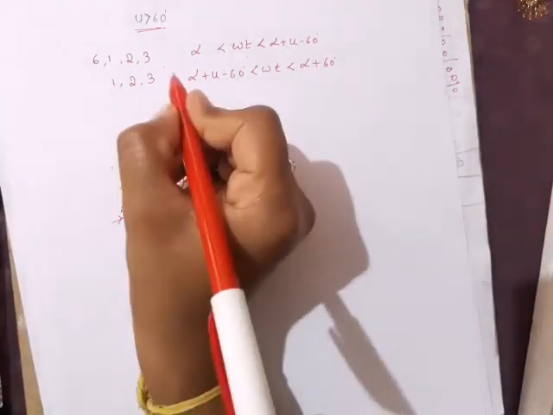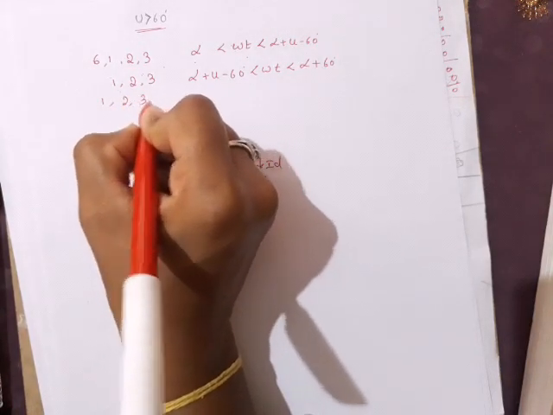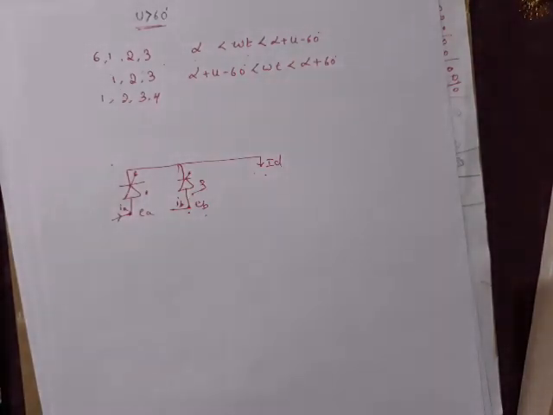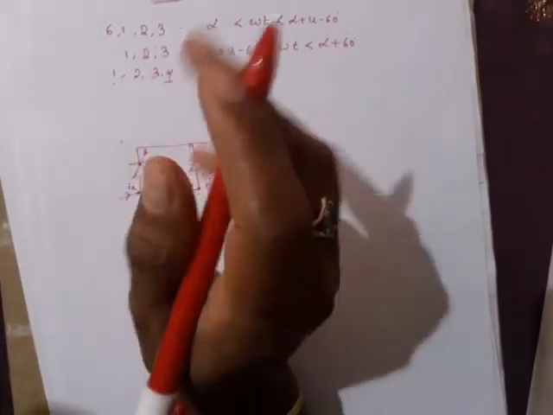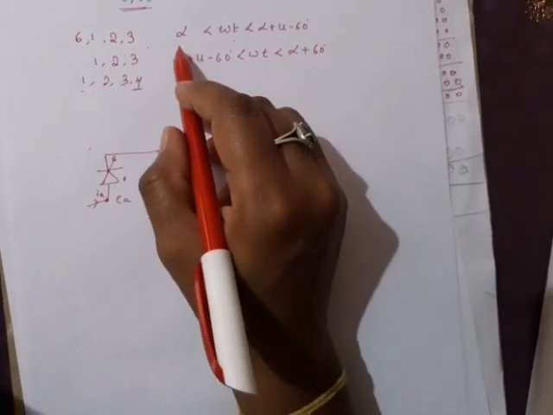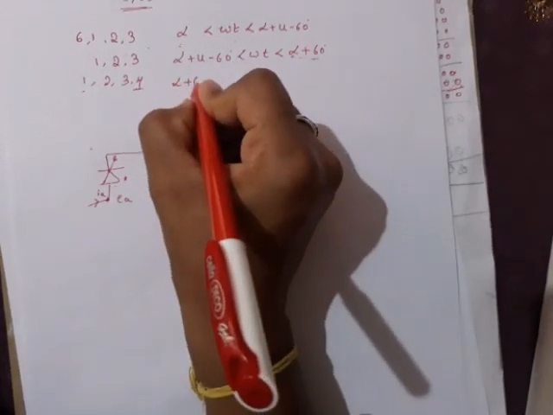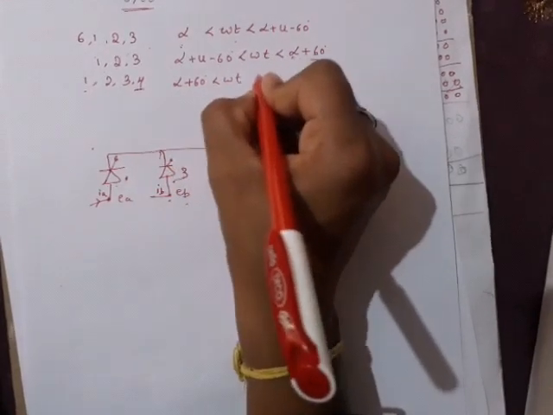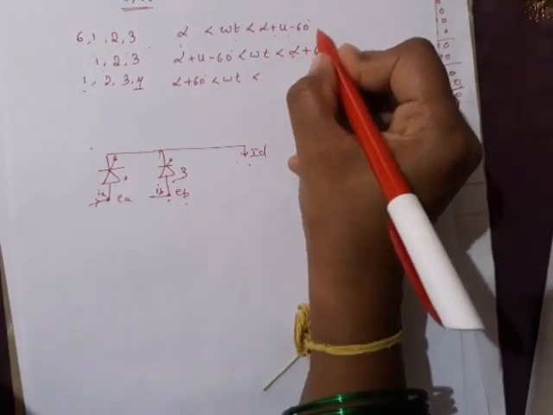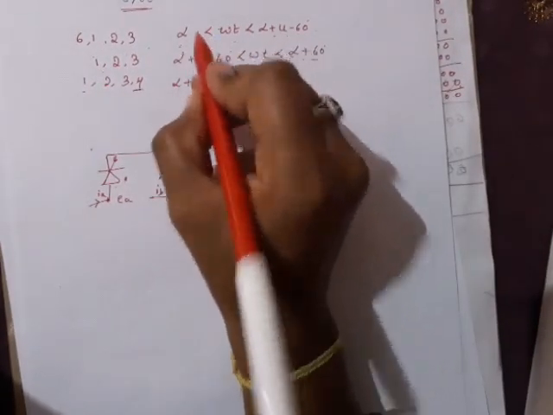Later valve number 4 comes into conduction after this. Valves 1, 2, 3, 4. When 4 comes into conduction, if we take alpha as a reference, valve number 4 comes into conduction at alpha plus 60 degree. For everything we need to add 60 degree for further analysis. Omega t is less than alpha plus u minus 60 plus 60, because we are doing this for valve number 4. The earlier analysis was for valve number 3.